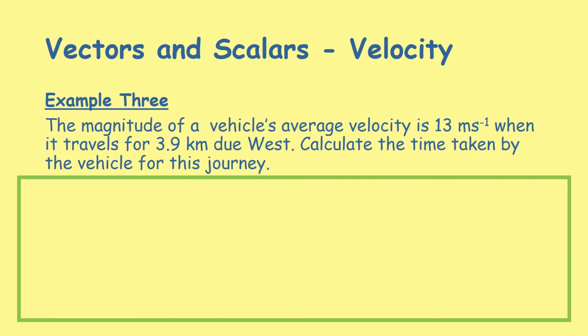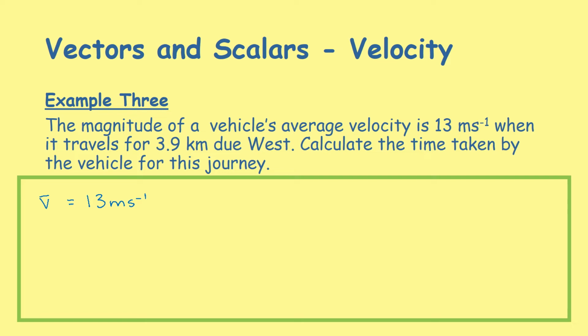Example 3. The magnitude of a vehicle's average velocity is 13 meters per second when it travels for 3.9 kilometers due west. Calculate the time taken by the vehicle for this journey. Same as before, we want to write down what we know and what we don't know. So our average velocity, v bar, is 13 meters per second. And it's saying when it travels for 3.9 kilometers due west.